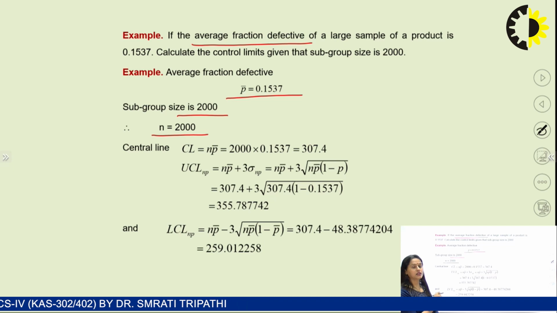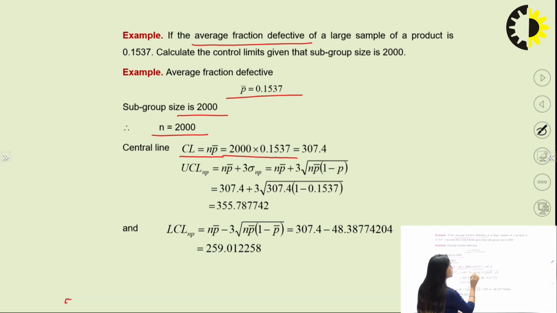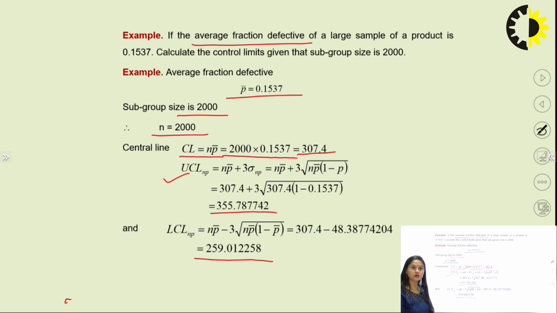So we will apply the formula of control limits. CL, the control limit, is equal to NP bar. This gives us 2000 into 0.1537, which is 307.4. The upper control limit will become NP bar plus 3 sigma, and again I will put the values here. So we will get 355.78772. And the lower control limit, similarly, on putting the values of NP bar and 1 minus P bar, we will get 259.012258.